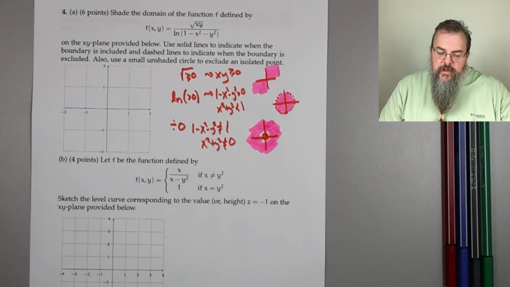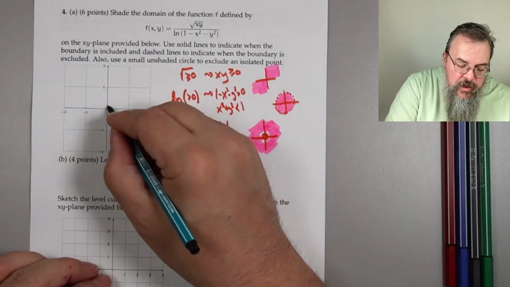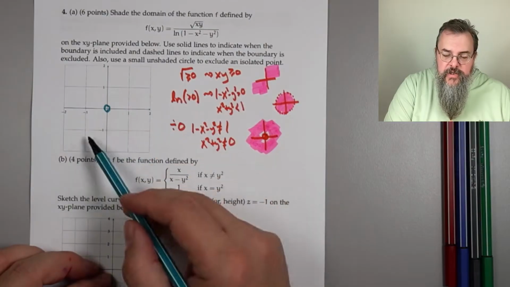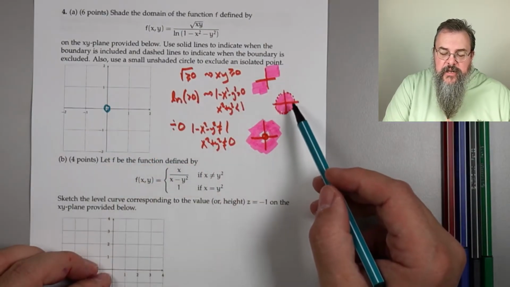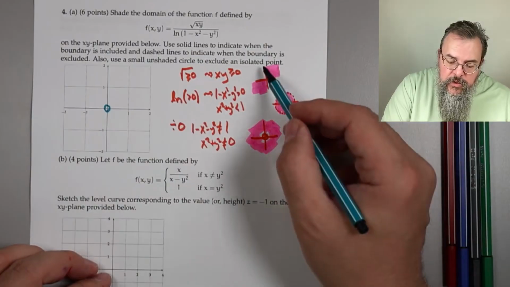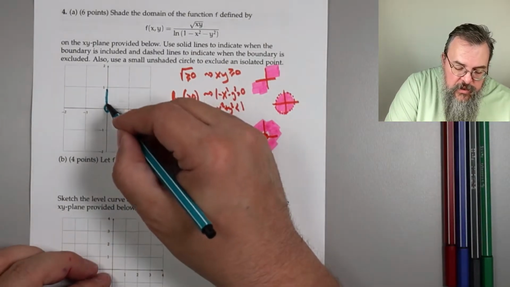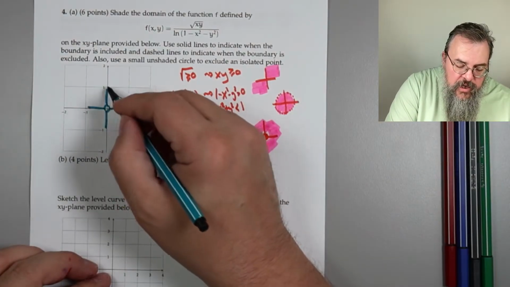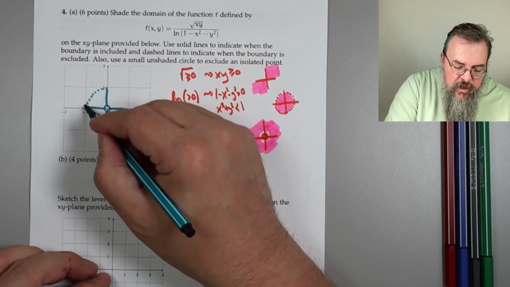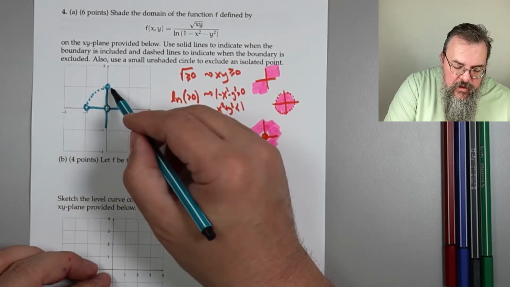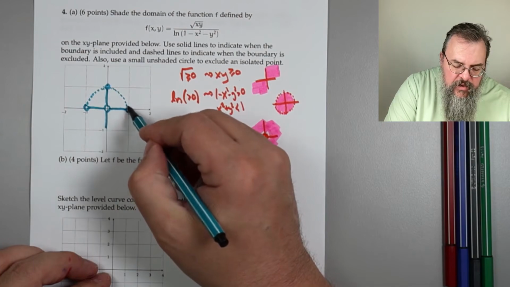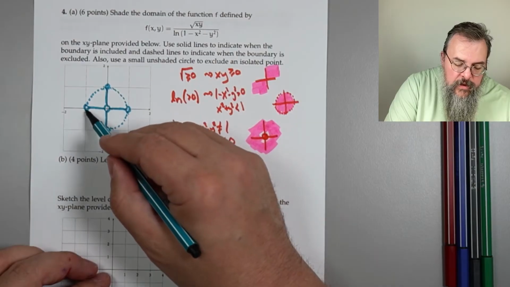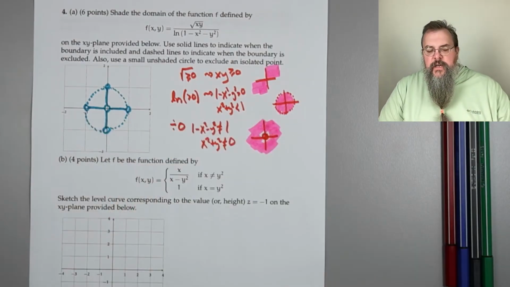We know the origin is out, so we're going to put a little circle there. We have to be in the first and third quadrants, but also inside the unit circle. And we're going to include the axes here going out, but not include the unit circle. I don't really need to, but I'm just going to emphasize the not including itness of it all. And there we go.